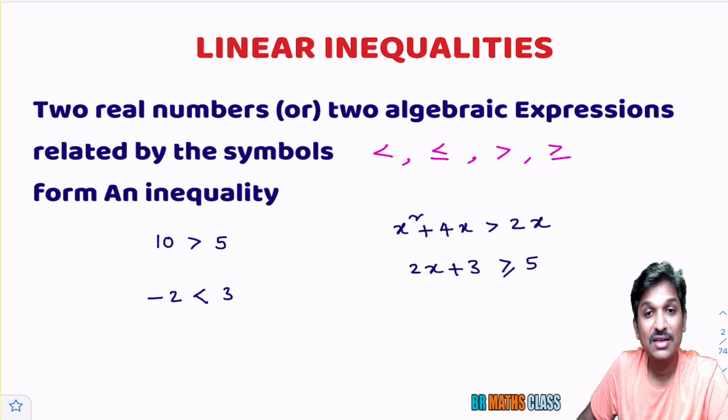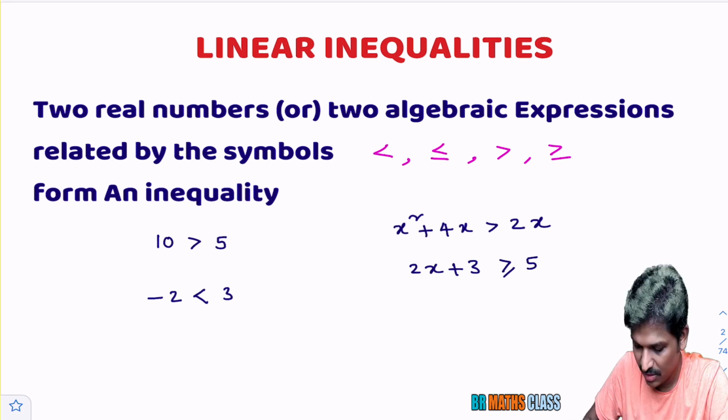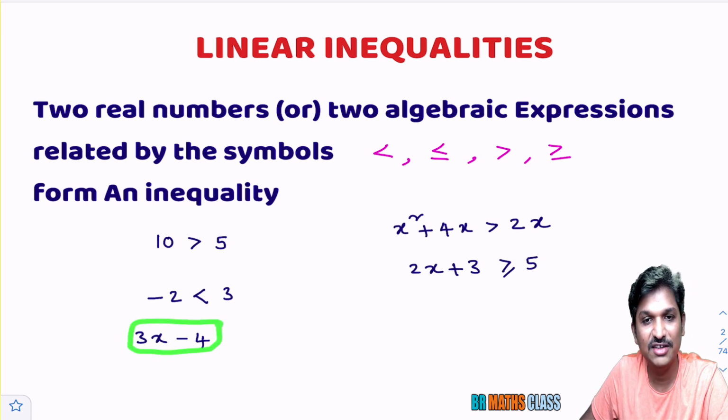What is a linear expression in one variable? You observe 3x minus 4. What is this? It is a polynomial expression whose degree is 1. So this is known as a linear expression. It is a linear expression in one variable.